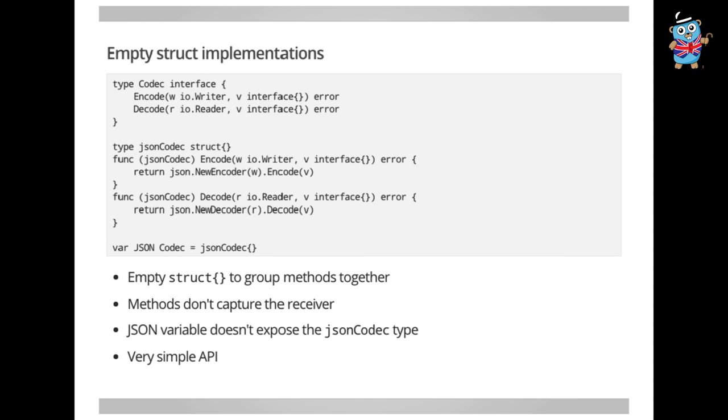And then at the bottom, we have this var here called JSON, which is of type codec, by the way. And it's just an implementation of that empty struct. So what's nice about this is, if this was a package, all we have to expose is the codec interface and the JSON variable. So it's dead clear what's going on. We don't have to have JSON codec exposed as well. That's why it starts with the lowercase j, keeping it private.